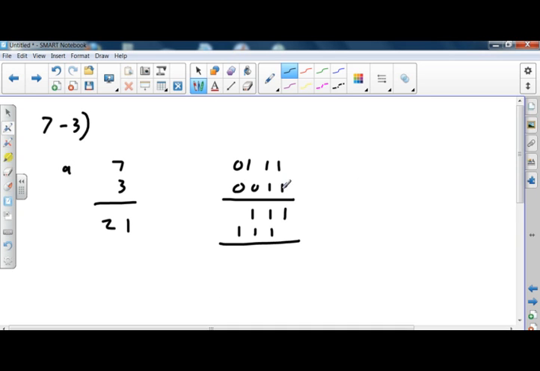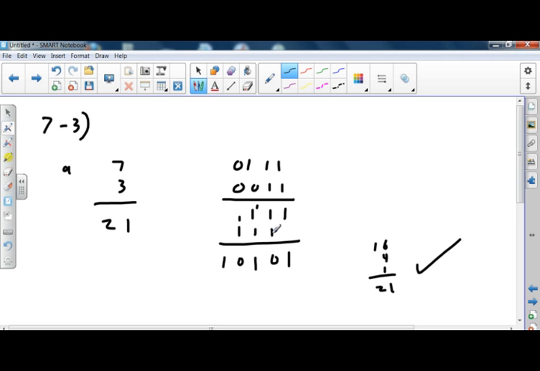1, 1, okay. 1, 0, and 1 is 0. 1 to carry. 1, 1 to carry. 0, 1. That's different than I had last time, right? 16 plus 4 plus 1 is 21. There we go. We got it right. Did the multiplication correct.